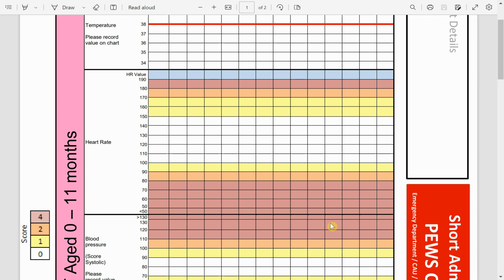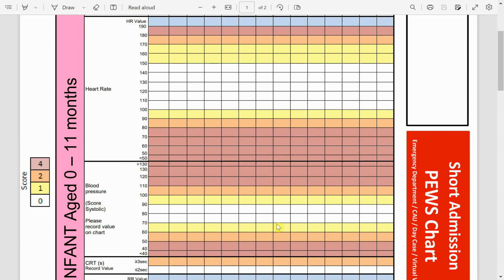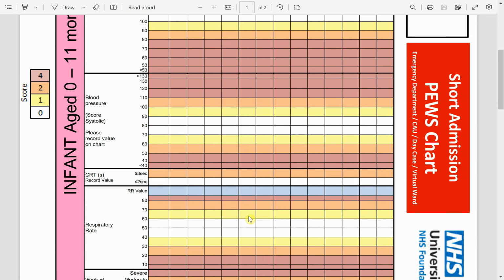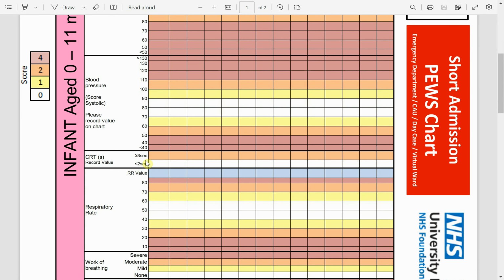Moving down, we'll go to the blood pressure box. This is an observation of 92/58. So again, we will plot that in the yellow box, which will score another 1. We only score for systolic blood pressure. The diastolic doesn't count. So that's currently a score of 2 so far. Then we move on to our capillary refill time. The maximum you can score in this area is a 2. Our patient has a cap refill of less than 2, so they don't score for that.